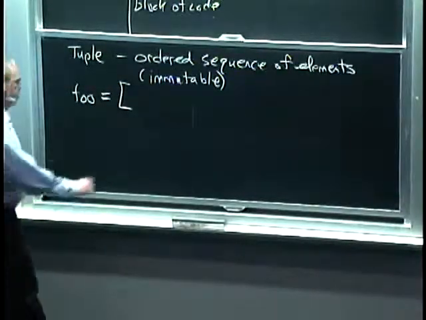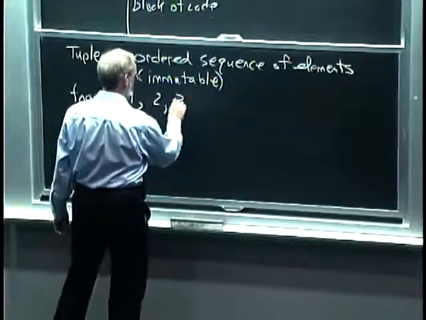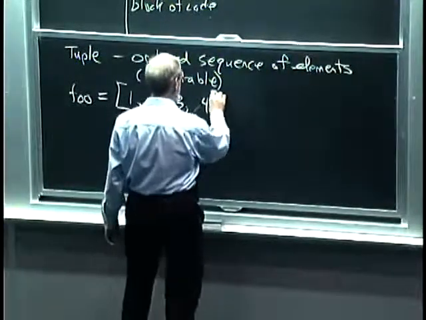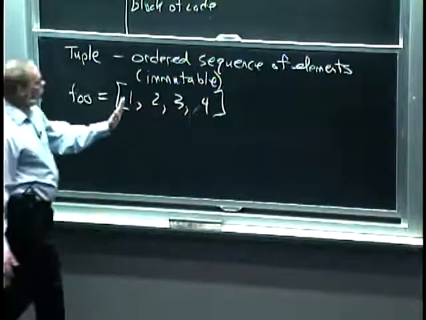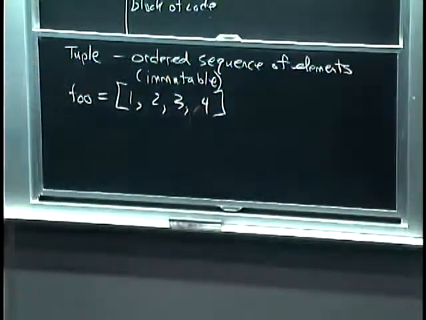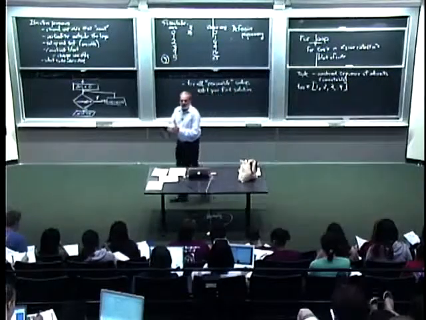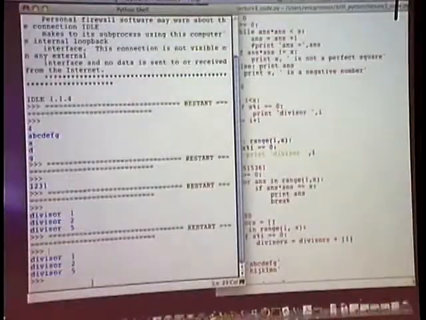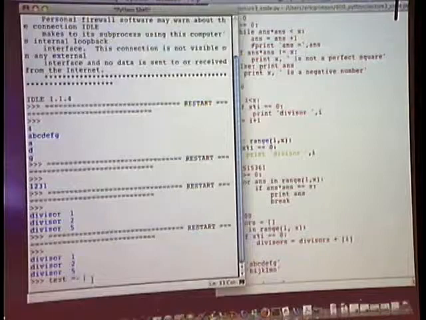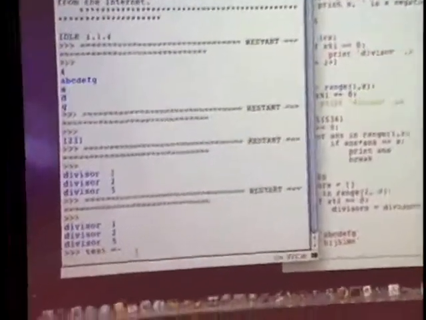A square bracket followed by a sequence of elements, separated by commas, followed by a closed square bracket. And that is literally what I said. It is an ordered sequence of elements. And you can see where they are. Okay, so let me do a little example of this. If I go back over here, let's define, can't type.